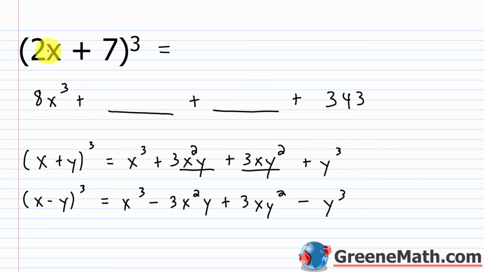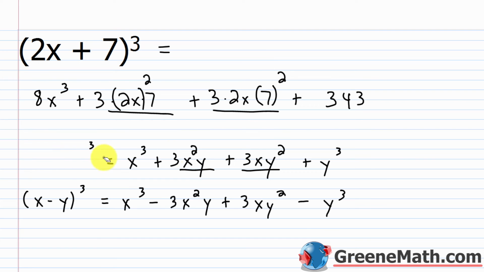It's 3 times 2x times 7 in each case, but I've got to square one in each case. So let me put 3 times 2x times 7, 3 times 2x times 7. In each case, I'm squaring one of them, and one of them is not going to be squared. So I'm going to square 2x in this case. In this case, I'm going to square 7. So one will be squared, one will not be squared in each case. That's how you remember. Let me erase this.